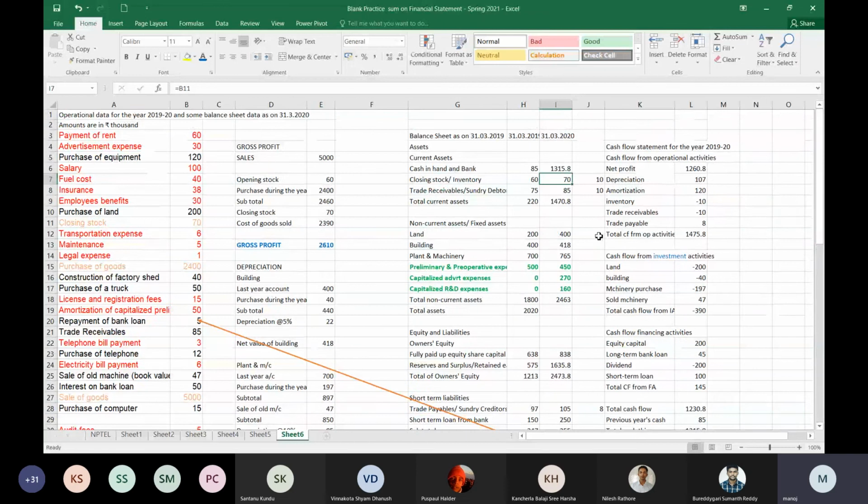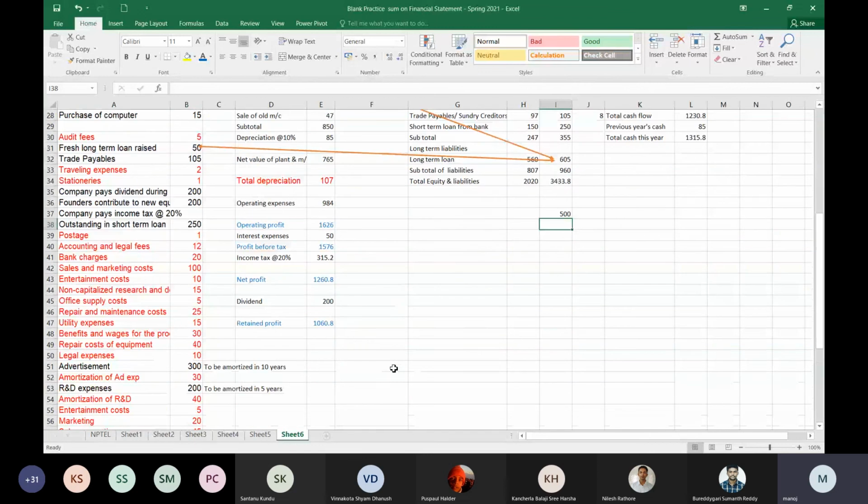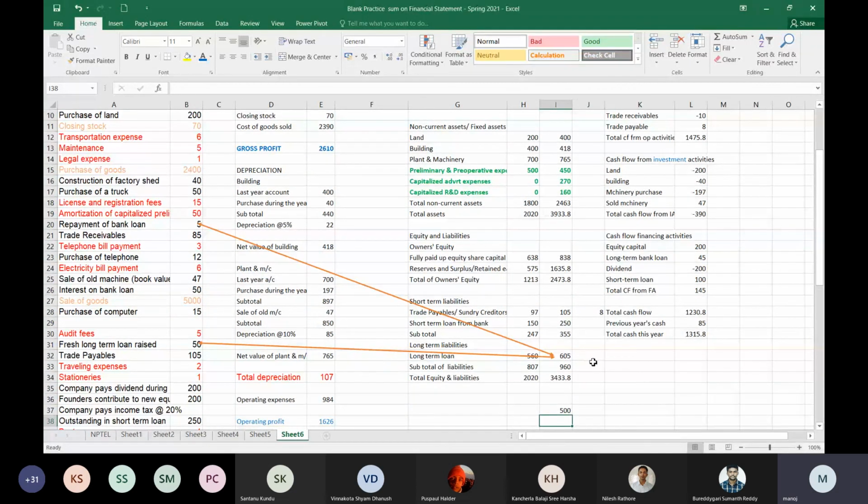So we get the cash, then we get the total current assets, then we get this here, total current assets plus total non-current assets is equal to this. So it becomes 3933.80, and this and this should have matched. We have made some mistake somewhere. Let me see how much is the mistake. This minus this, I think it's 500. So let us see where is this 500. We made a mistake of about 500 somewhere.